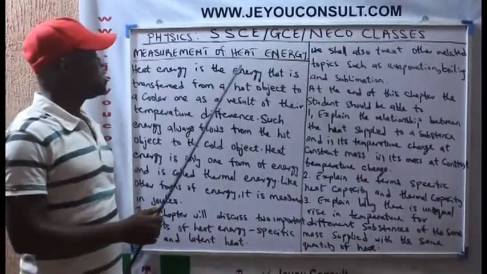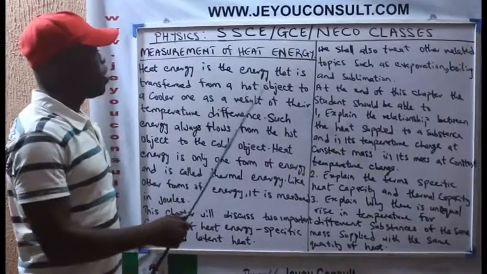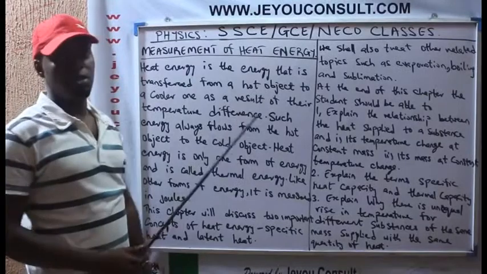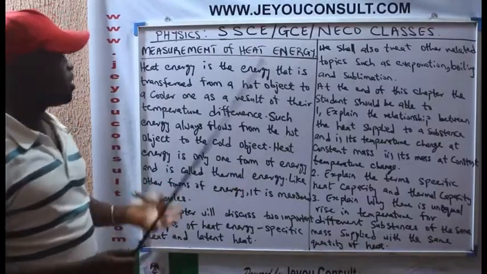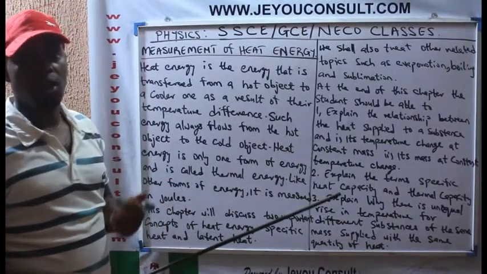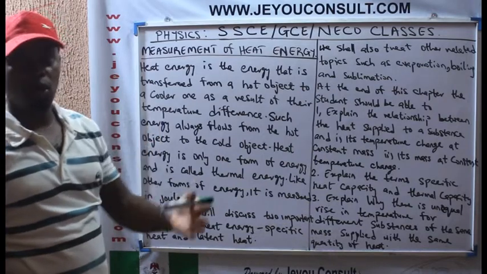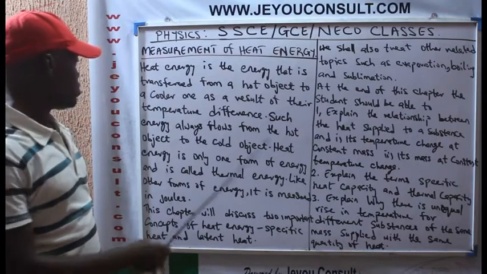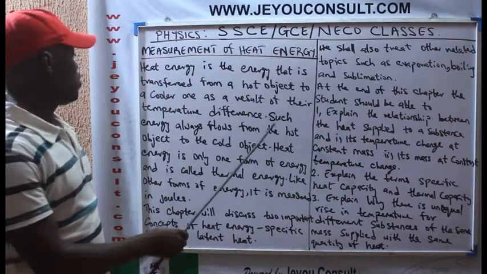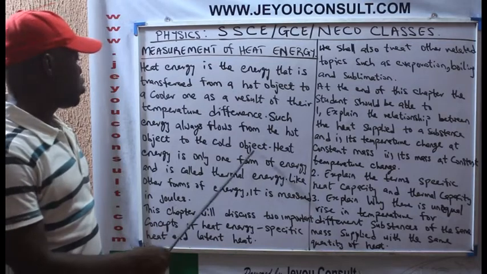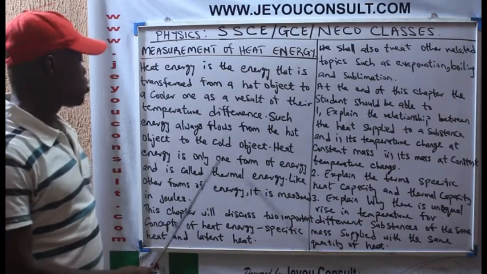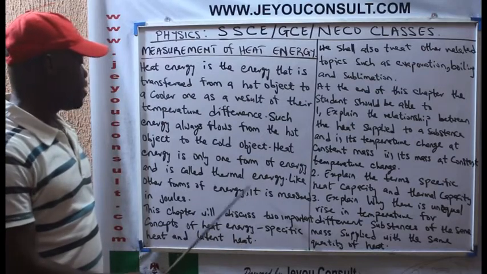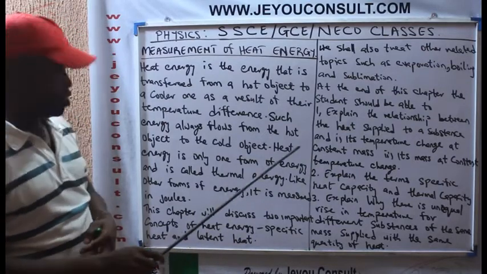Heat energy is the energy that is being transferred from a hot object to a cooler object as a result of their temperature difference. In terms of energy, the transfer of heat always tends to flow from a hotter object to a cooler object, and never does the reverse occur. Heat energy is only one form of energy and is called thermal energy. Like other forms of energy, it is measured in joules.